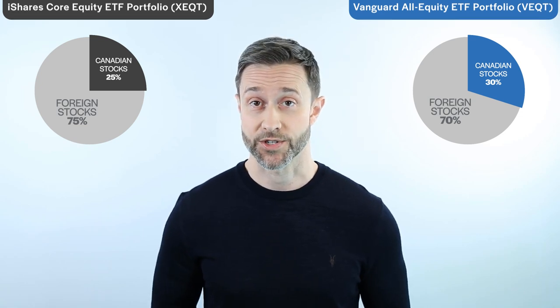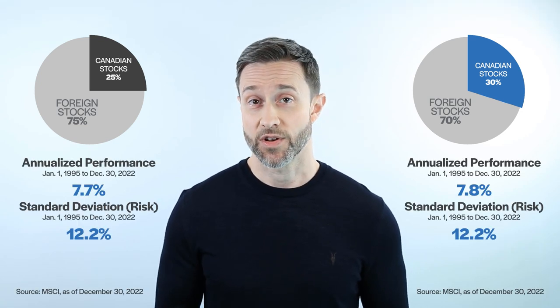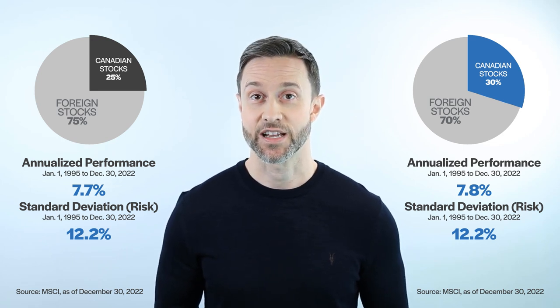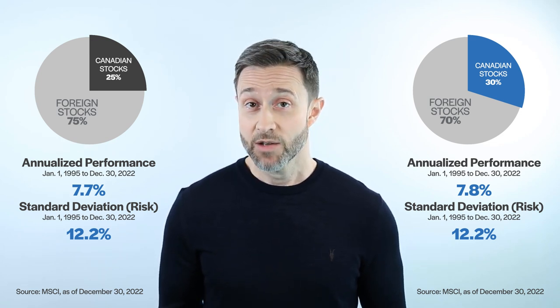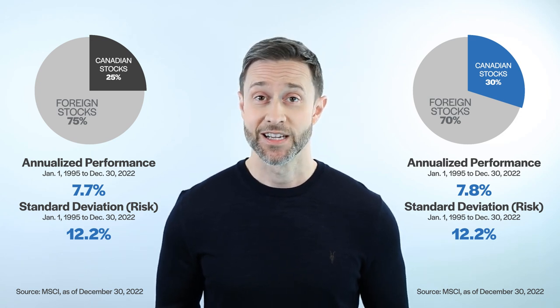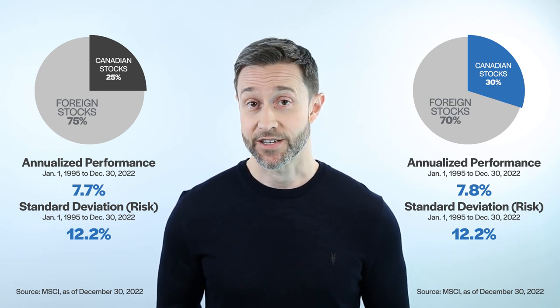Either way, a 5% difference in Canadian stocks isn't likely to have a noticeable long-term impact on your portfolio's risk or returns. For example, if you had invested in either a 25% or 30% Canadian stock allocation since 1995, it would have made little difference to your portfolio's risk or returns. In other words, this difference probably isn't worth agonizing over.